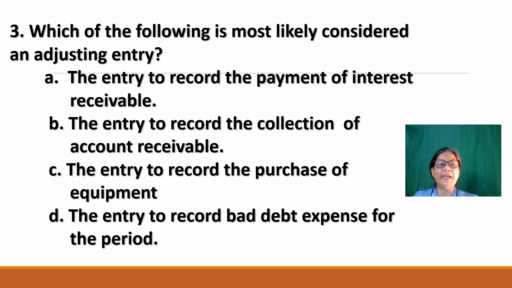For our number 3, which of the following is most likely considered an adjusting entry? A. The entry to record the payment of interest receivable. B. The entry to record the collection of accounts receivable. Letter C. The entry to record the purchase of equipment. Letter D. The entry to record bad debt expense for the period. Write your answer in number 3.